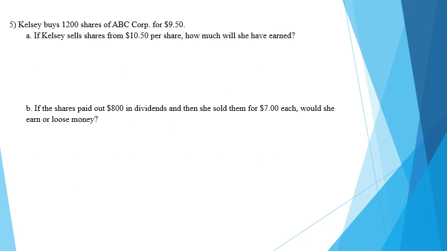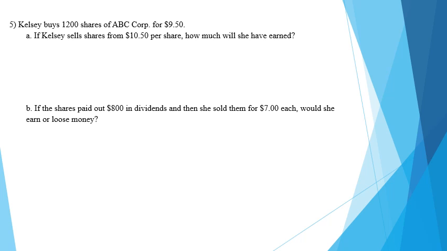So I want you to look at example number 5. Kelsey buys 1,200 shares, and see if you can do that one. So it's a little bit different because in the B part there are dividends involved. But take a second, pause the video, and see if you can figure it out, and come back and see how you did. Okay, let's have a look.